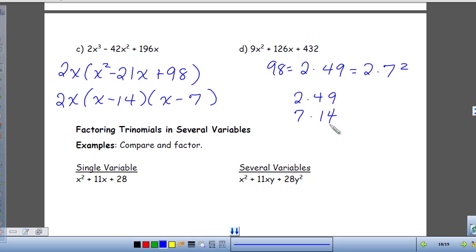Now that we've done that, we know that these multiply out to give us 98, and which two will add up to 21? 7 and 14. No question.